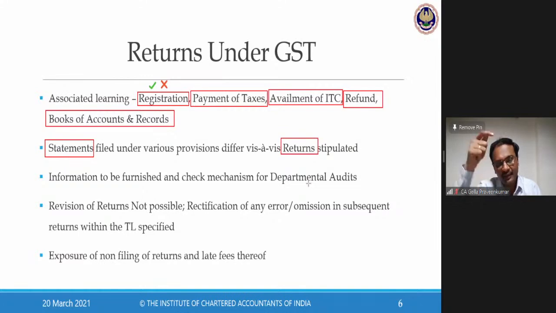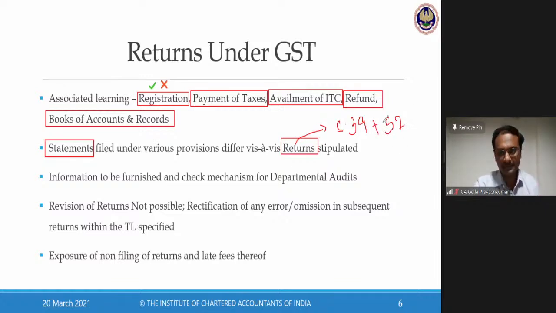Now, various returns are there. We will understand, when we walk through, which returns the law has visualized for us to file. As of now, when we talk about returns, just keep in mind, this talks about your returns under section 39. There is also one more under section 52, that is your e-commerce operator. Section 39 talks about your returns. So friends, this is something we need to keep in mind when we talk about a return and when we talk about a statement.